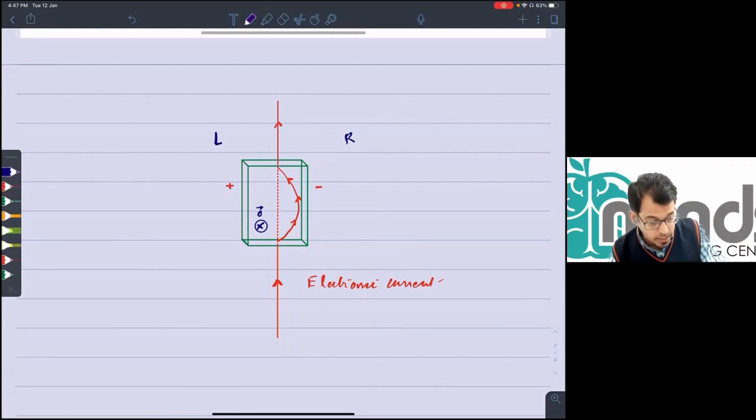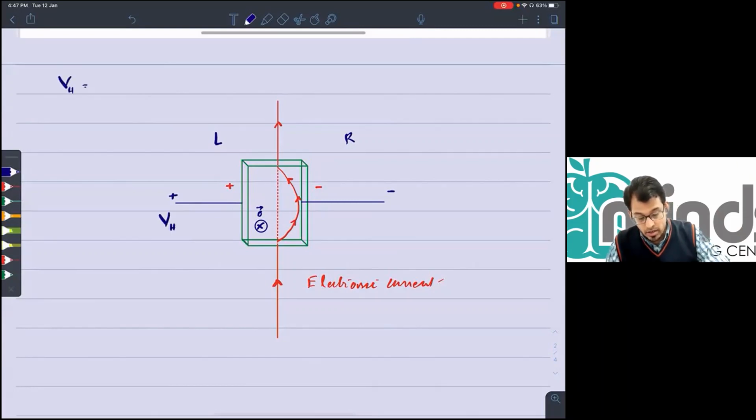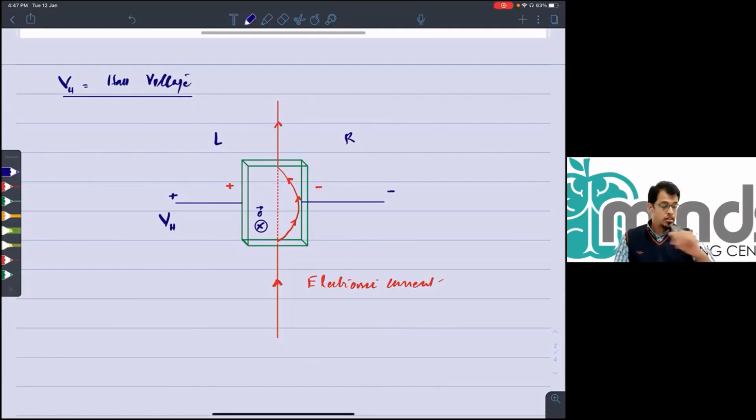So if I connect a piece of wire here, if I connect a piece of wire here, this end is positive, this end is negative. Some potential difference is created across the metal plate. This potential difference is denoted by VH, and it is known as Hall voltage. This VH is known as Hall voltage.